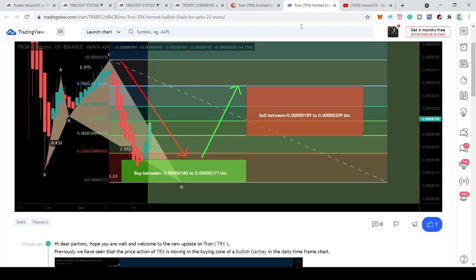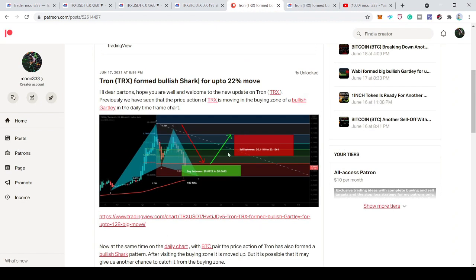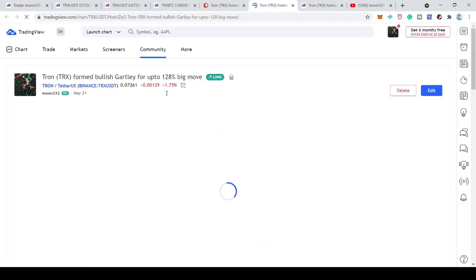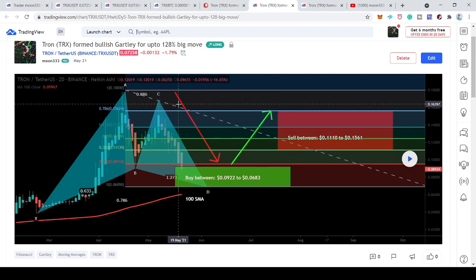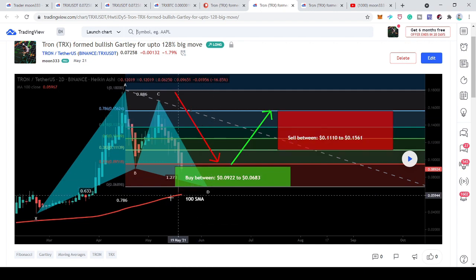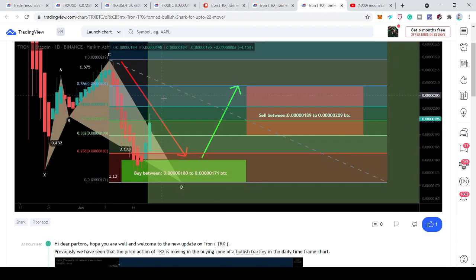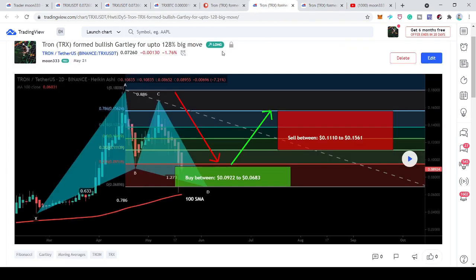Now, if we take a look at the US dollar pair, this was the chart that I shared at the Patreon, and you can see that this was the bullish Gartley pattern I shared on 21st of May. Even at that time, we had a really strong sell from 19th of May to 21st of May. We also had a very good support of the 100 simple moving average on the 2-day chart. The previous pattern that we were looking at is on the daily time frame, that is the bullish shark with the Bitcoin pair and the TRX with the US dollar pair. This bullish Gartley pattern is formed on the 2-day chart.